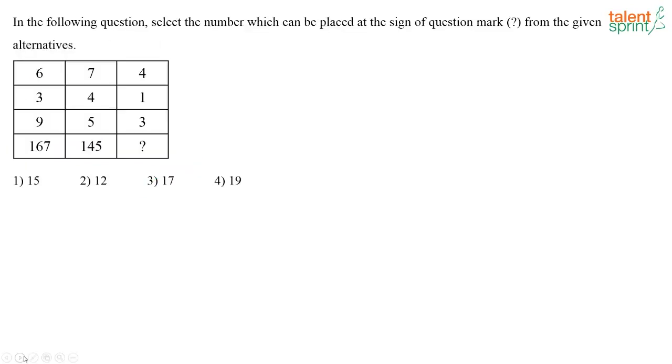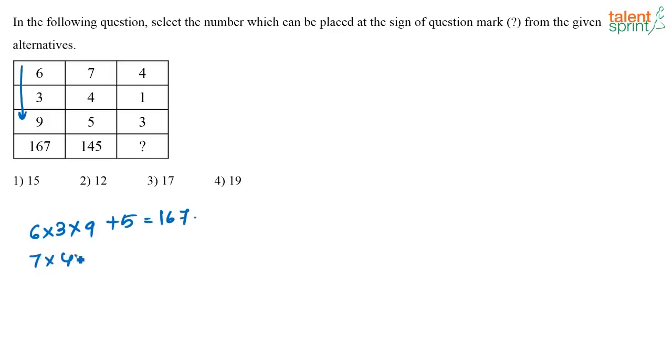Next one. In the following question, select the number which can be placed at the sign of the question mark from the given alternatives. So what will come here? You have, say, 6 into 3 into 9, right? I am looking at the first column. 6 into 3 into 9 plus 5, that is equal to 167.